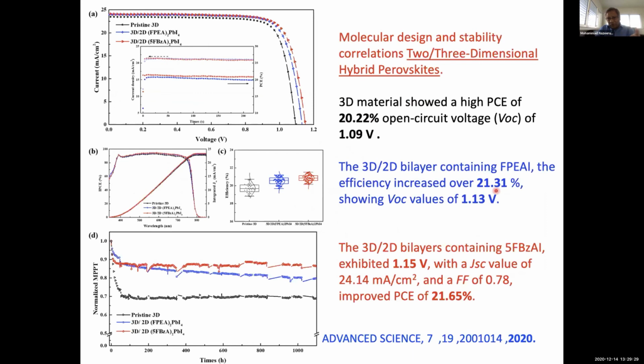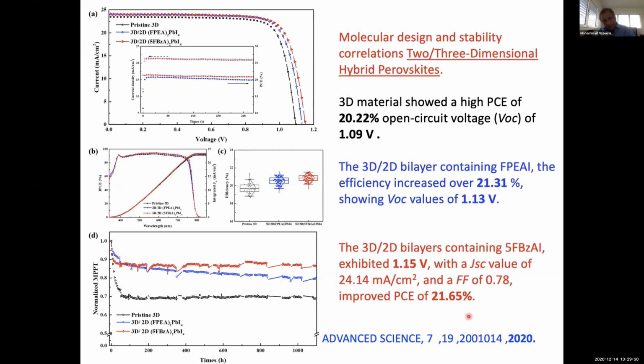Now go back to the fluorinated cation, the perfluorinated or pentafluorinated cation. The VOC further increased from 1.09 to 1.15, and then the power conversion efficiency went from 20.22 to 21.65. So here we are doing two things.